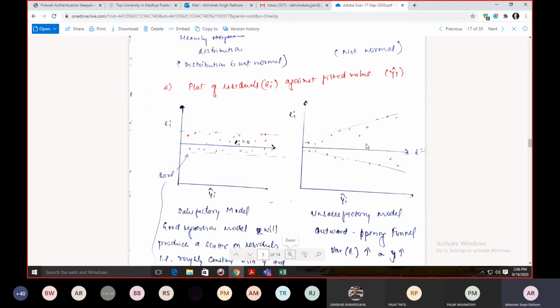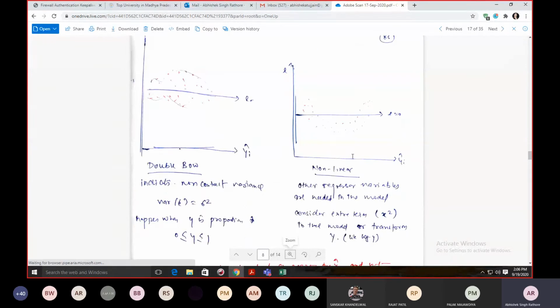Again, we looked for a constant band, then we looked for an opening funnel, and now we have a third type available. This is my double bow. So this is my single bow, this is one bow, and this is another bow.